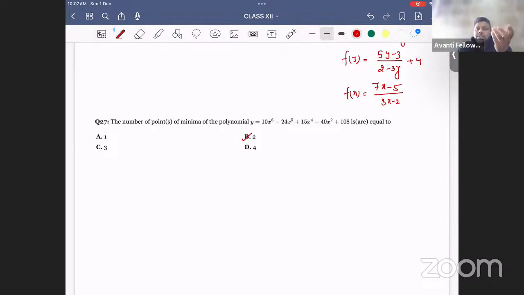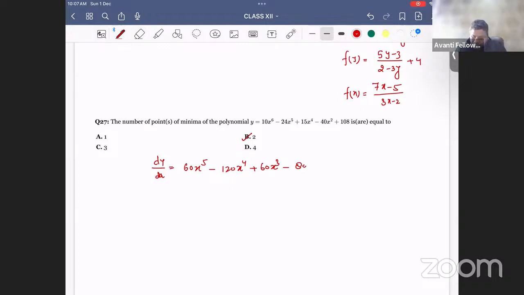Now the next question is the number of points of minima for this polynomial. So how do we judge the number of points of minima? We judge it using the derivative. So if I find dy by dx, dy by dx is 60x to the power 5 minus 120x to the power 4 plus 60x cube minus 80x. That's it. Yes or no?